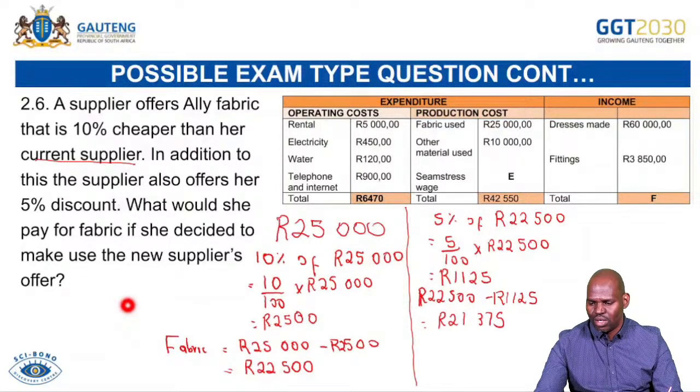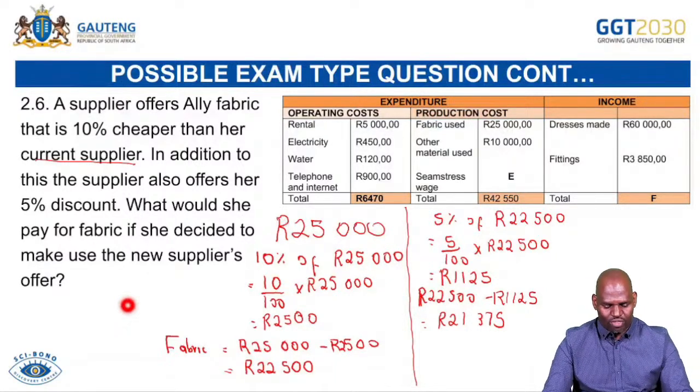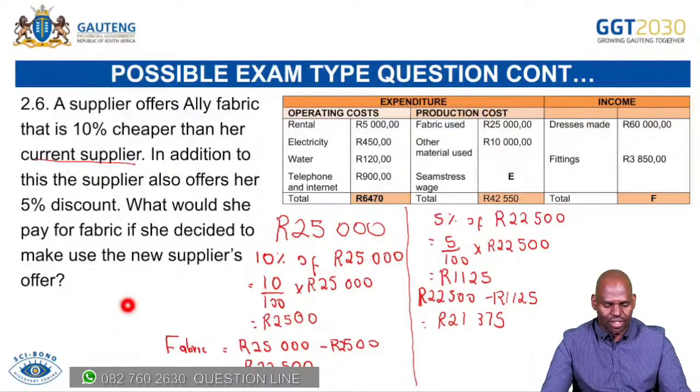Okay. So that will give you 2,500. Then you calculate the difference. So, first it was the discount of 25,000. Then from that 22,500, in addition to this, the supplier also offers a 5% discount. So this is the answer for number 2.6.